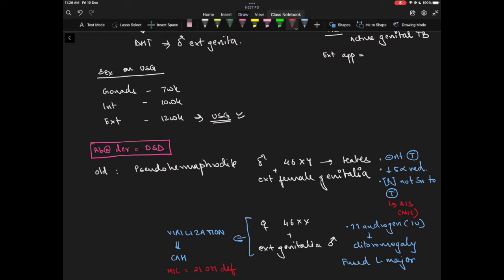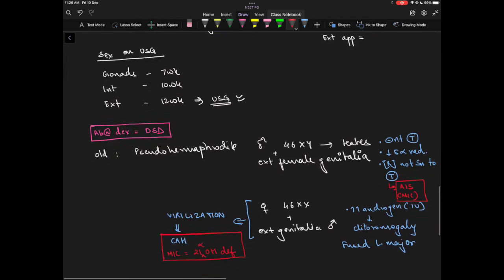So in male pseudohermaphrodite, the most common cause is androgen insensitivity, while in female pseudohermaphrodite, the most common cause is congenital adrenal hyperplasia.